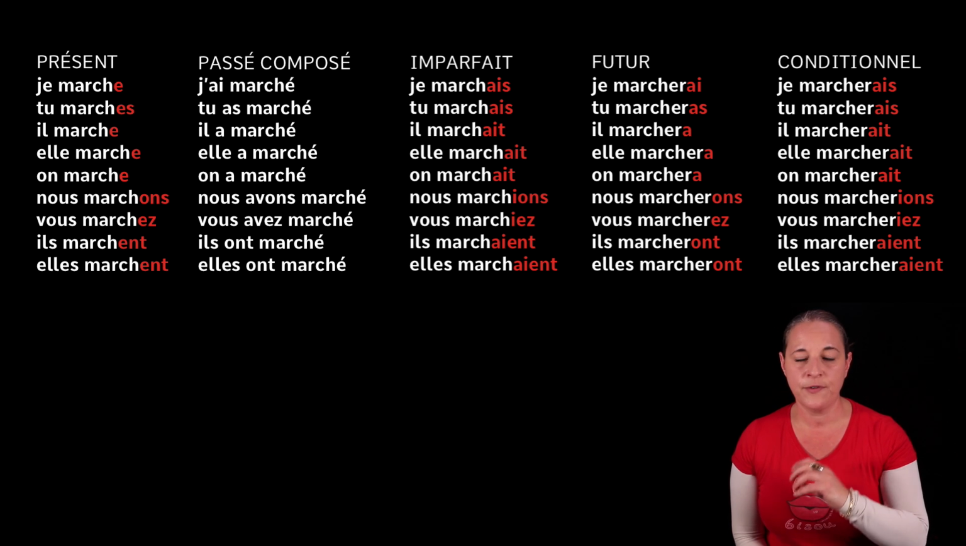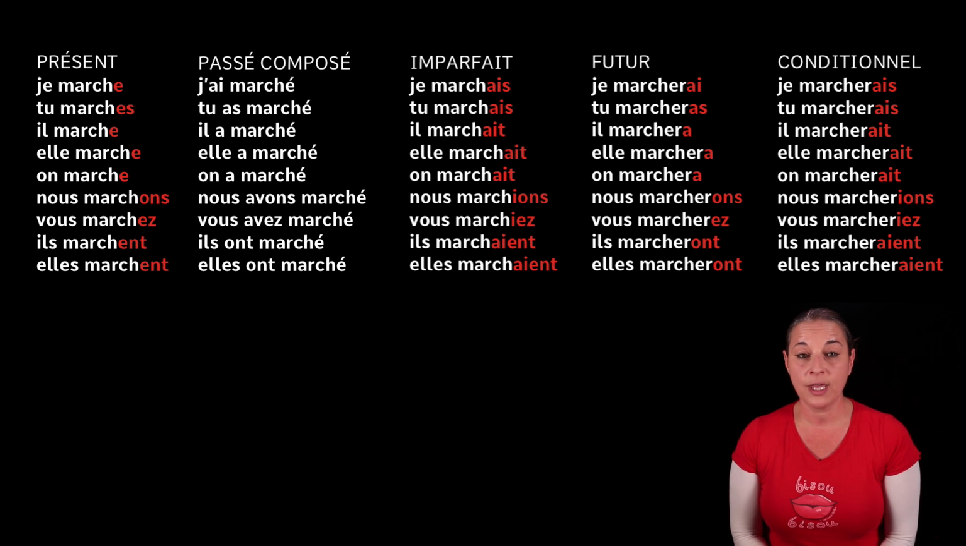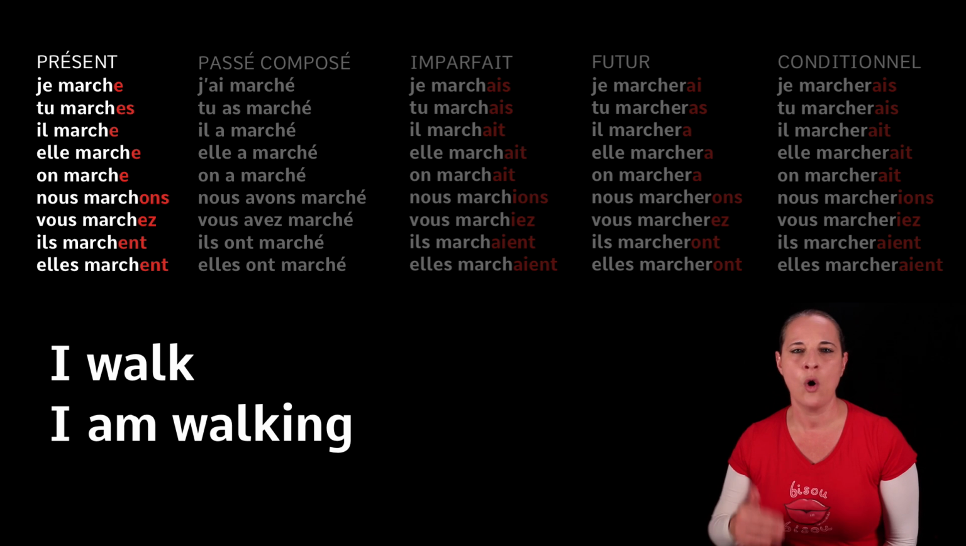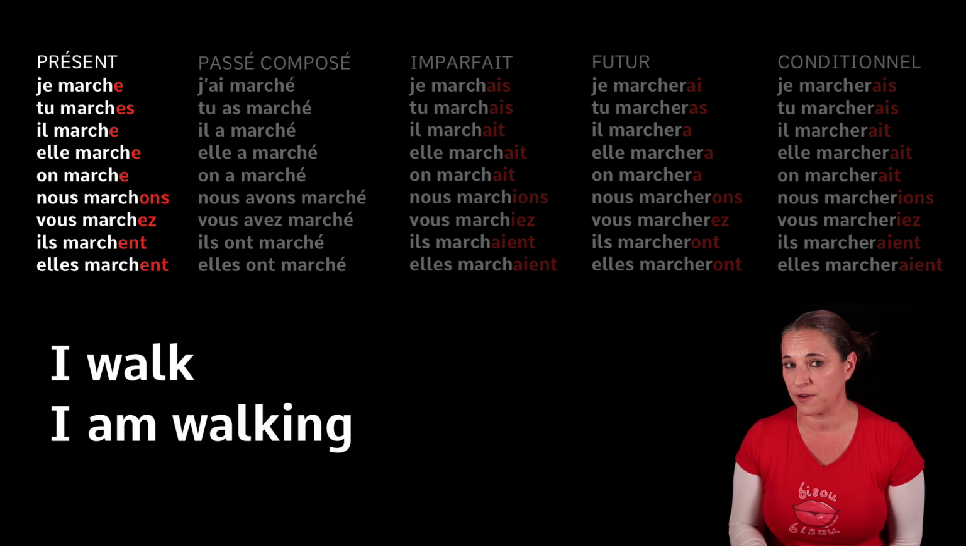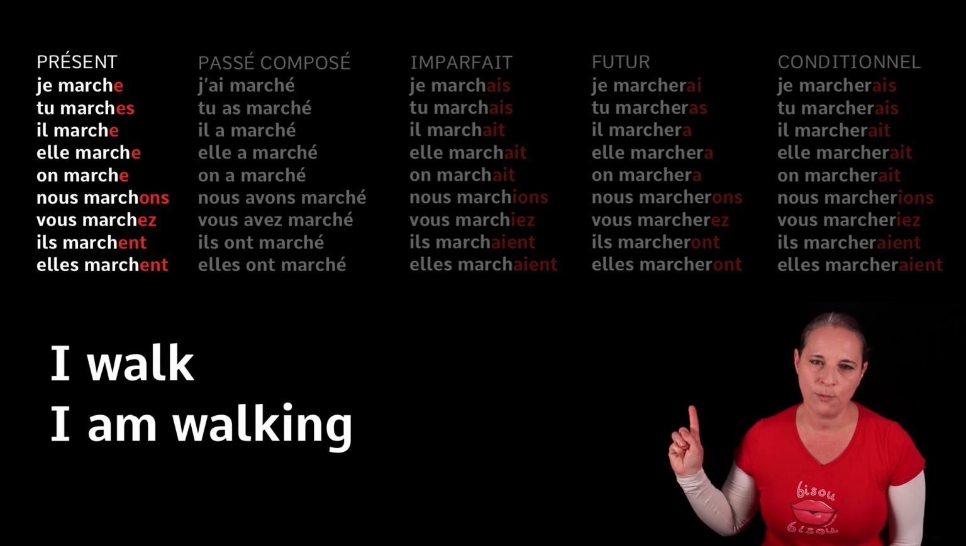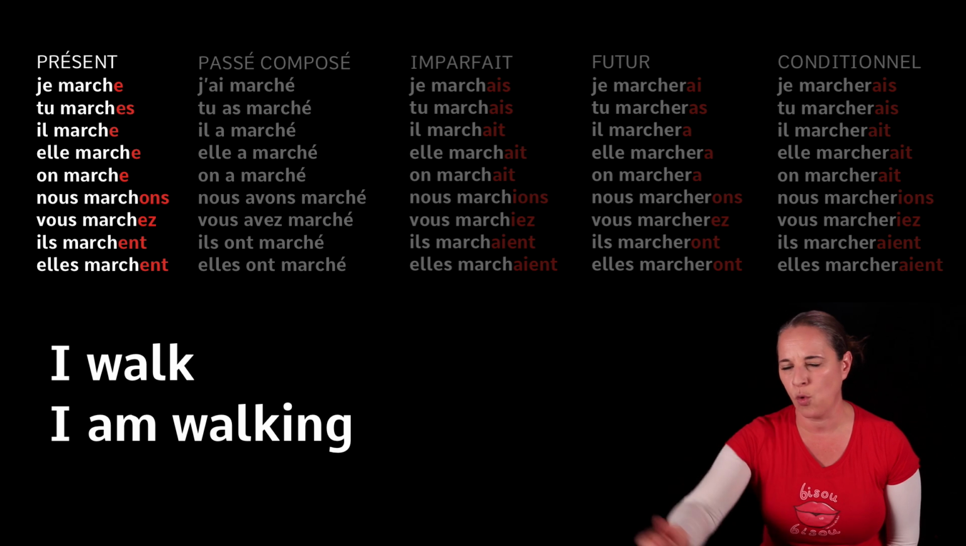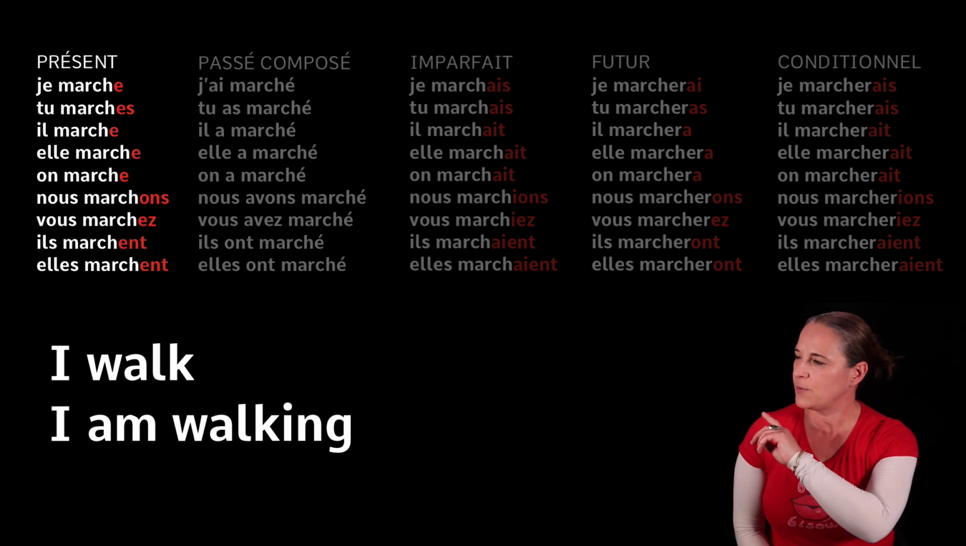When we conjugate the verb to walk in the present tense, we technically want to say I walk or I am walking, because that means both in French. But we've got only one way of doing that in French. You have two in English. I walk, I am walking. Okay. Now this is the way it goes.